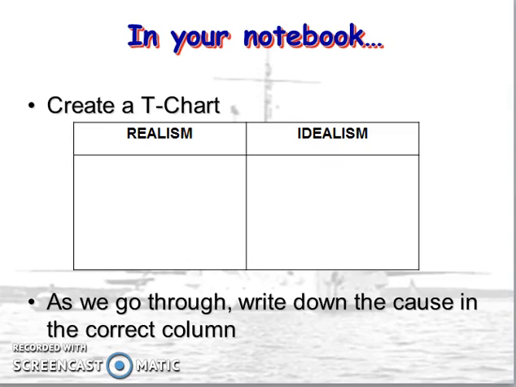You should have your notebook out. You've got that T-chart already created. So as we go through the next four reasons for the Spanish-American War, you can jot those down.